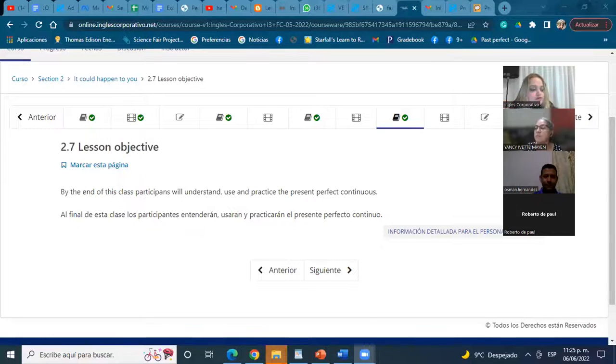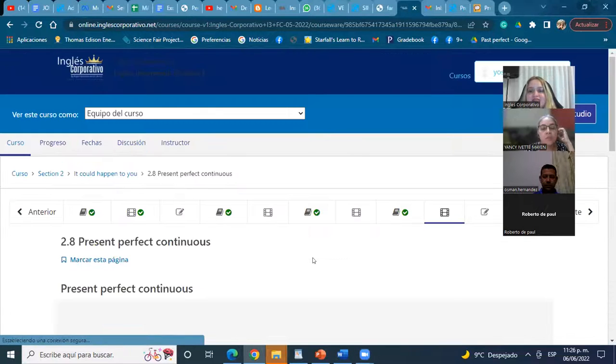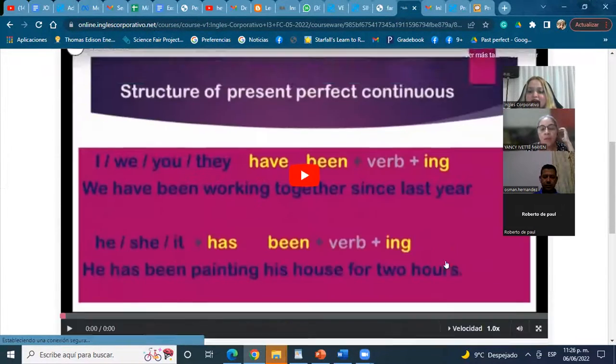Now we're going to start working with present perfect continuous. Can you read the objective, please, Jancy? By the end of this class, participants will understand, use, and practice the present perfect continuous. Awesome. Let's watch. Here we go.